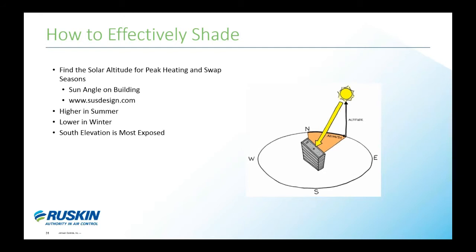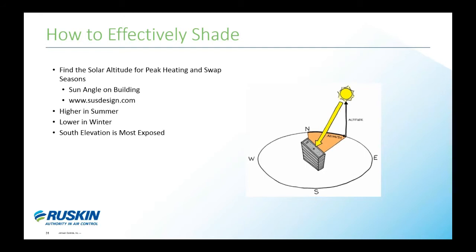The solar altitude, angle of the sun, is higher during the summer months and lower during the winter months. This is how we can block the sun during peak cooling times and allow for the sun into the window to help heat during the winter months. Once the solar altitude has been found, coordinating the sunshades with the orientation is the next step.